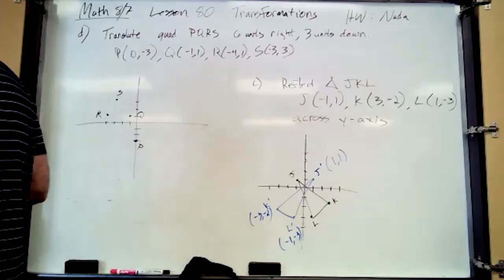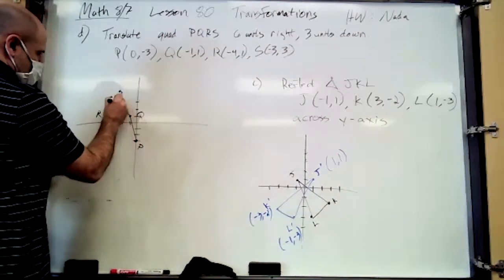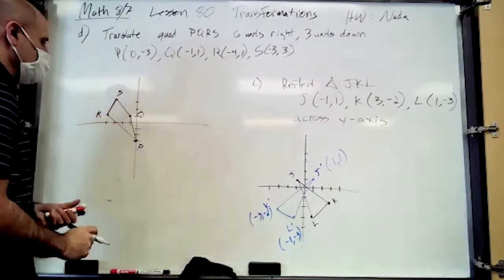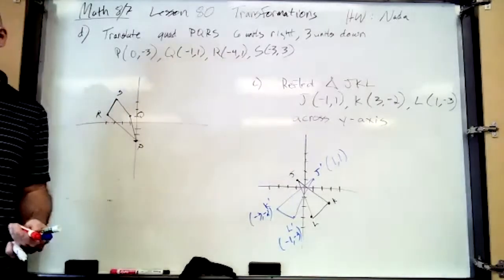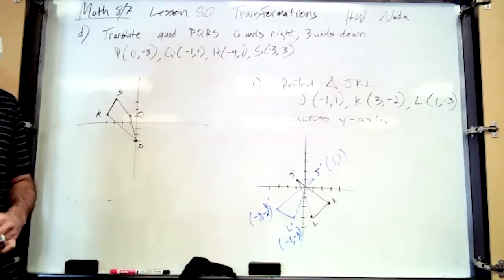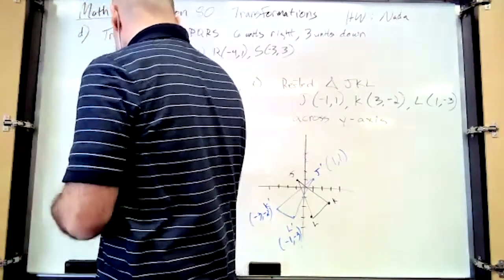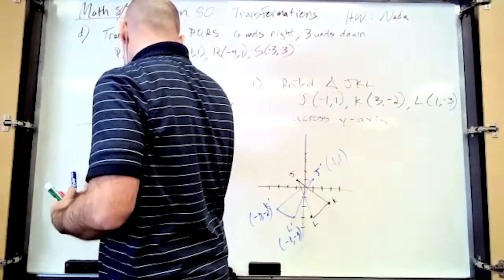PQRS. That kind of goes out of order, but oh well. Okay, so we're just going to translate this 6 units to the right, and then 3 units down, right? So let's do that. I'm going to need to draw some more lines here.